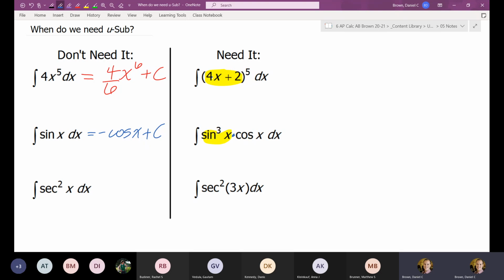I put this last one on here because just because you see exponents doesn't always mean it's going to be u sub. Often we have secant or cosecant because we already have a rule for that. I know the integral of secant squared is tangent of x plus c because the derivative of tangent of x is secant squared. Where I would use u sub is if I had a problem like the secant squared of 3x, because we have this thing inside of the trig.